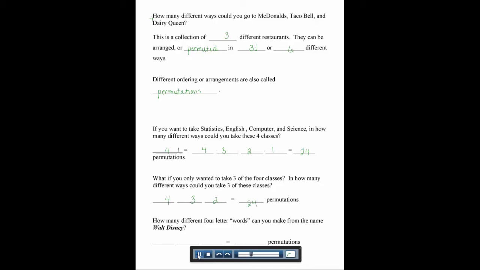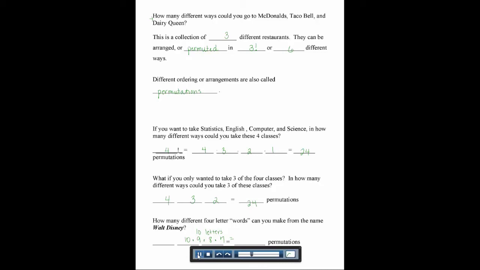Okay, now this says, how many different 4-letter words can you make from the name Walt Disney? So we need to count how many letters are in Walt Disney. If we count, there are 10 letters. Okay, so the first letter, there would be 10 possibilities. For the second letter, there would be 9 possibilities. For the third letter, there would be 8. And for the fourth letter, there would be 7. So we take 10 times 9 times 8 times 7.